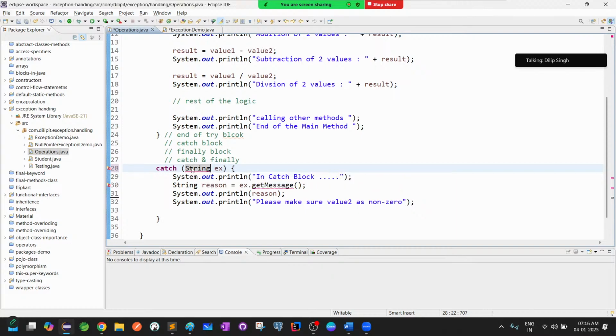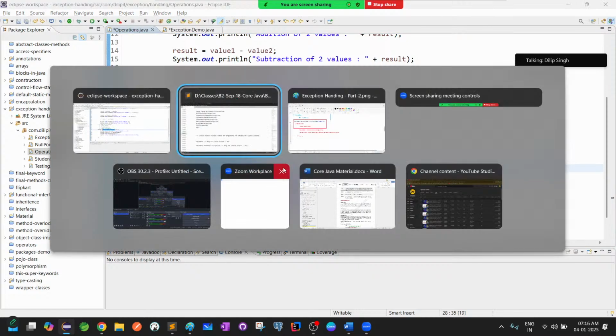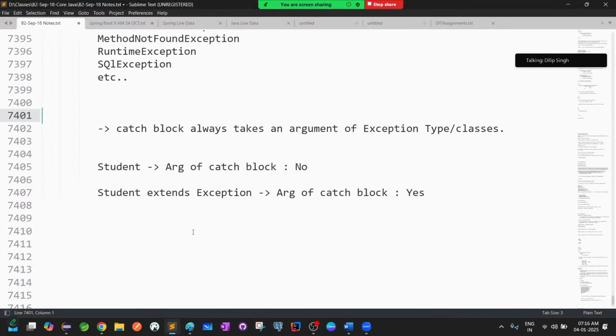So the rule for the catch block is that the class must belong to the exception family. It has to be derived from exception classes. Then only you can use it. Otherwise, at compile time you will get an error. If you extend a class from an exception class or any class of the exception family, like Throwable, RuntimeException, Exception, then again you can use it as part of the catch block. Overall, the catch block argument is always an exception type class. This is all we discussed yesterday.